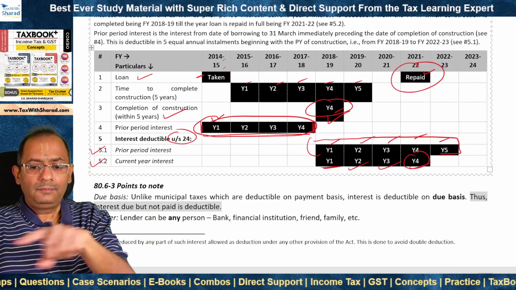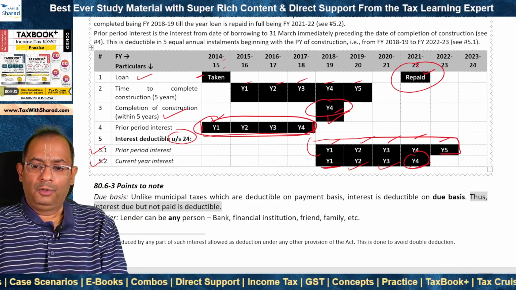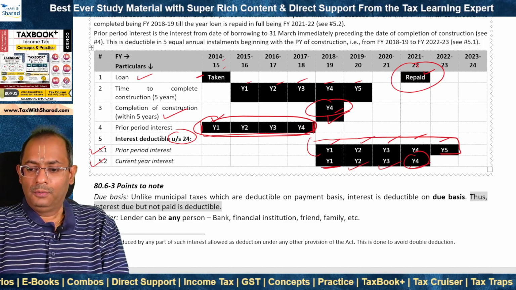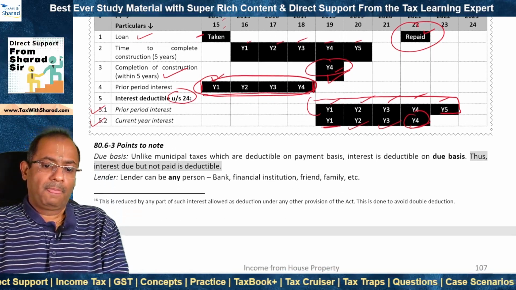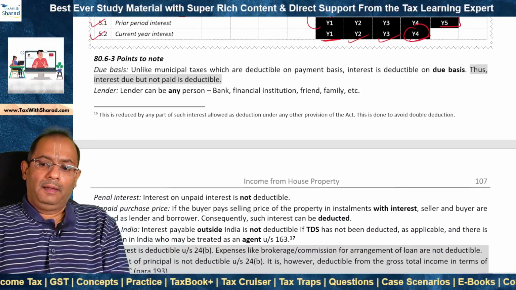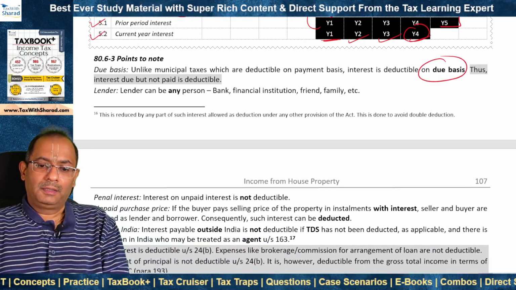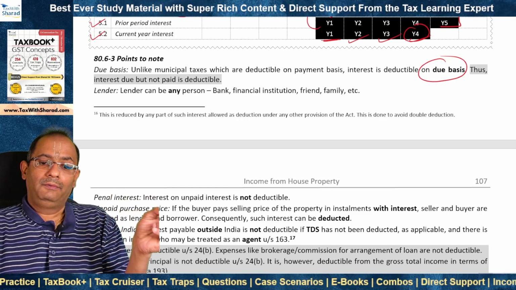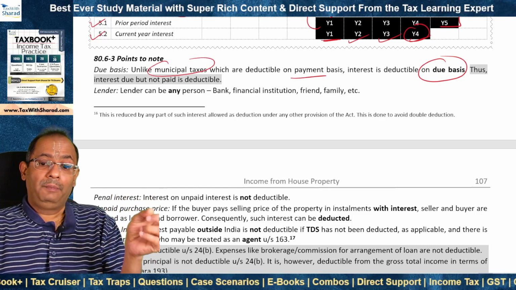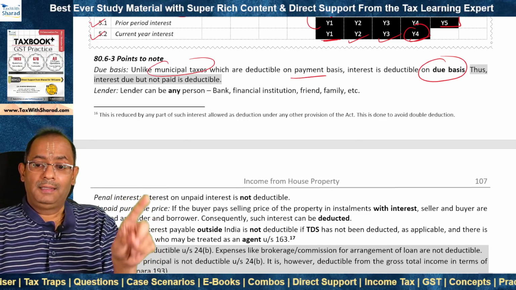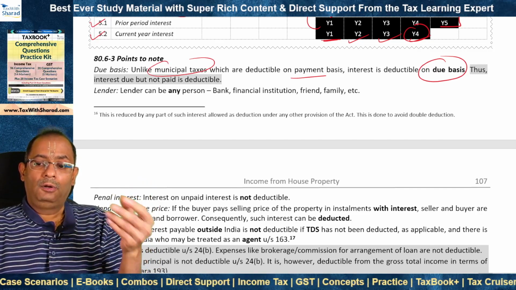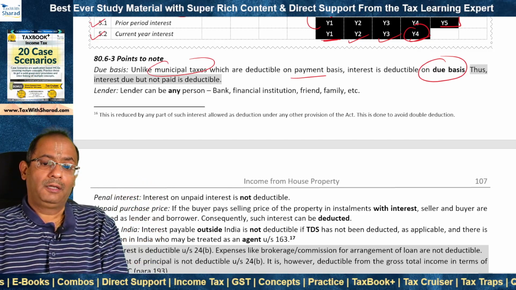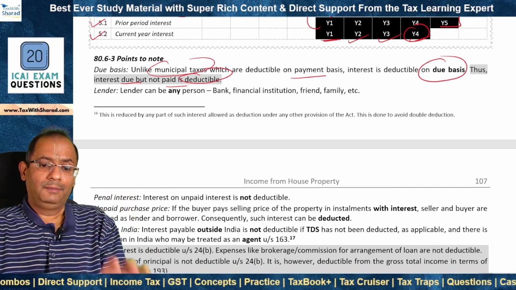I hope this would make things very clear to you. Now let's look at certain points. Interest is deductible on due basis. We noted above that municipal taxes are deductible on payment basis. But as against that, interest is deductible on due basis. So whether interest is paid or not paid, it doesn't matter. So interest due but not paid is also deductible.